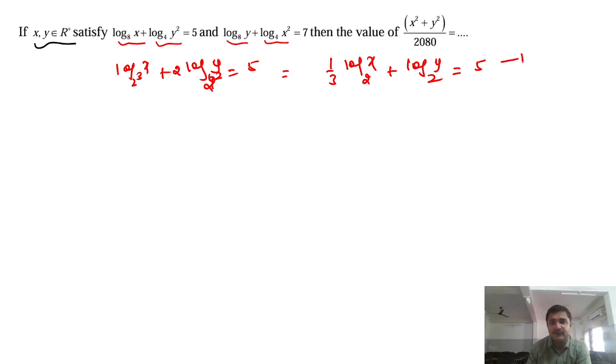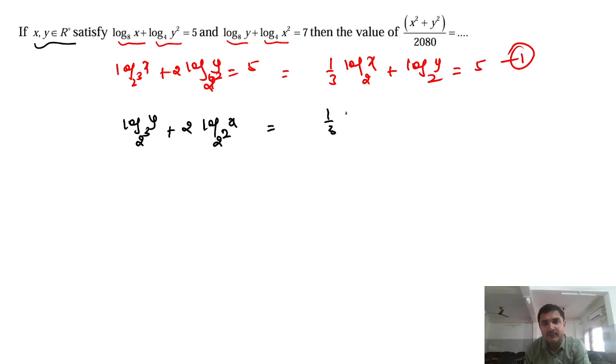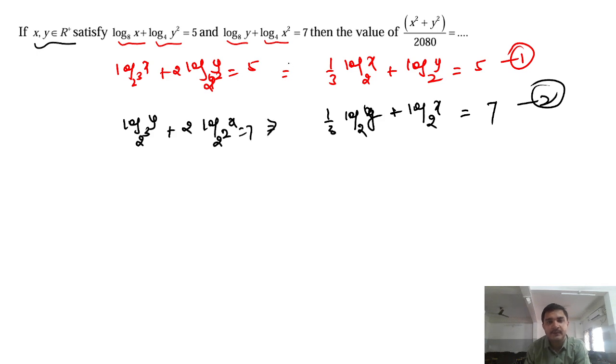So this is, let's say, the first equation. Second equation, everyone. If we sort it out, we'll have log of y base 8 plus 2 times log of x base 4. So this time we'll get 1 by 3 log of y base 2 plus 2 by 2, it is 1. So we'll get log of x base 2 is equal to 7. This is the second equation, right? Yes or no? In that case, everyone, they are asking for the value of x and y accordingly.